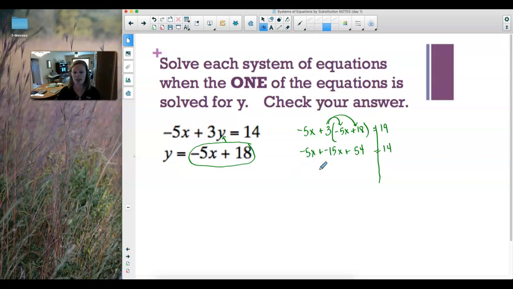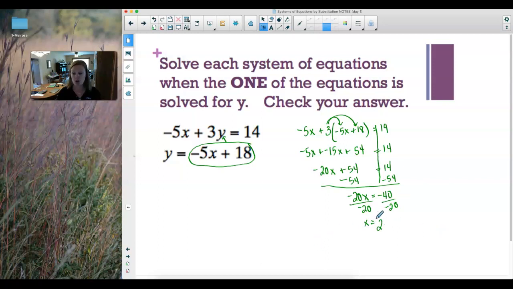And now we're going to combine like terms. So we have negative 20x plus 54 equals 14. And then we're going to finish solving this. So we're going to subtract 54 from both sides. Negative 20x equals negative 40, and divide by negative 20. So x equals 2. Well, that's a pretty nice number.